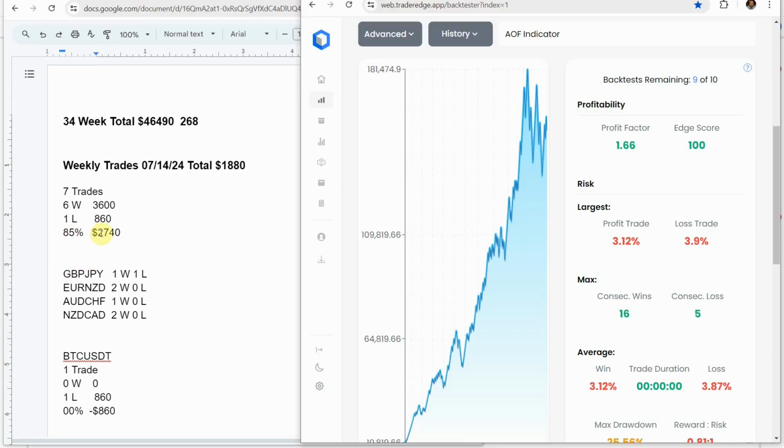Would have been a gain of $2,740. On the crypto coin, we had 1 trade and it was a losing trade. It's going to put us at a drawdown of $860. For the week, we would have been up $1,880. And for the 34-week total, we would have been up $46,490 over 268 trades. You can see more stats on the strategy here and the growth of the equity there. Really good stuff from the Academy of Forex Indicator.